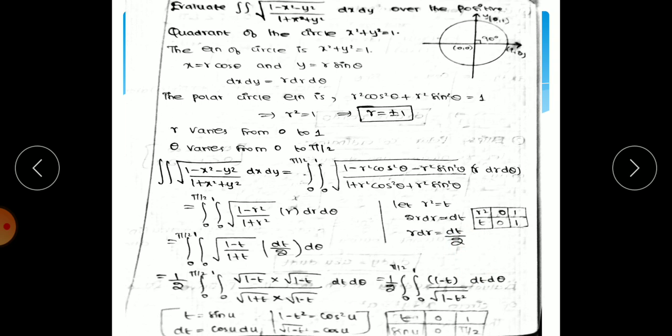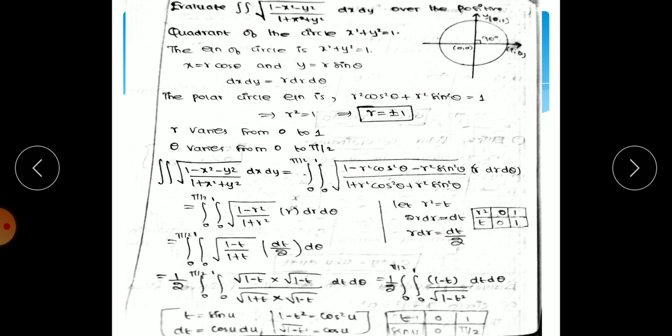When we are applying r squared, you will get 0, 1. In this first quadrant, if r squared is 0, then t equals 0, and if r squared is 1, then t equals 1. Now instead of r we are replacing by t. So r squared is t, so we get root of (1 minus t) by (1 plus t), and r dr is written as dt by 2, then d theta.